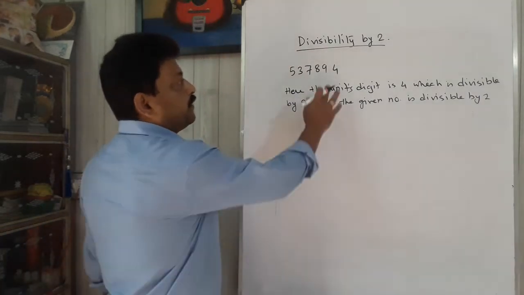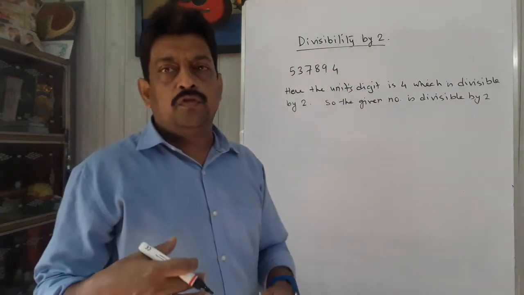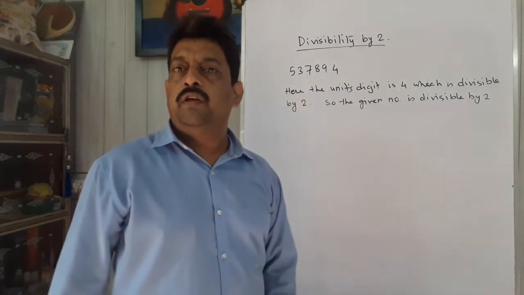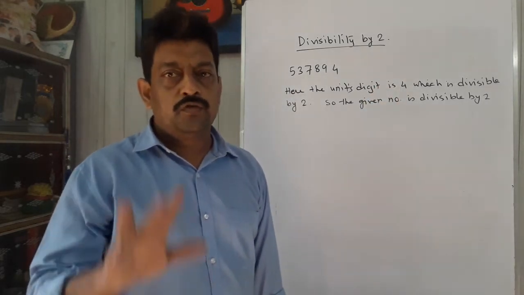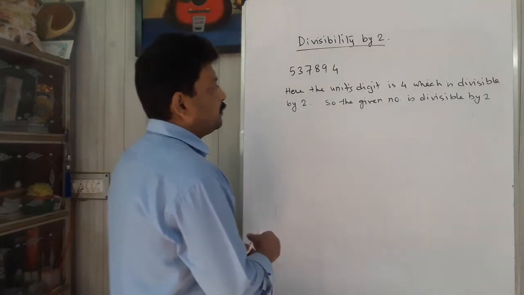Now suppose in place of 4 there is 0. So if 0 is also there in the unit digit, then the given number will be divisible by 2. So you have learned how to check the divisibility by 2.